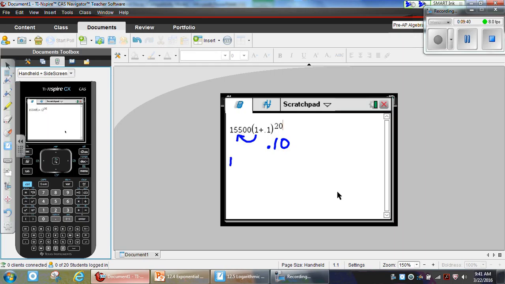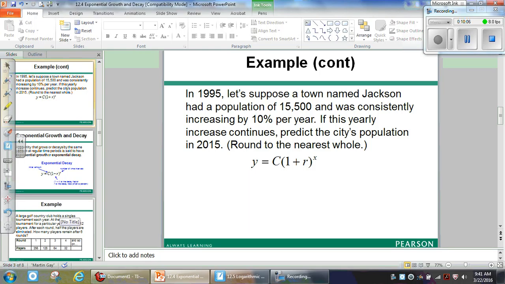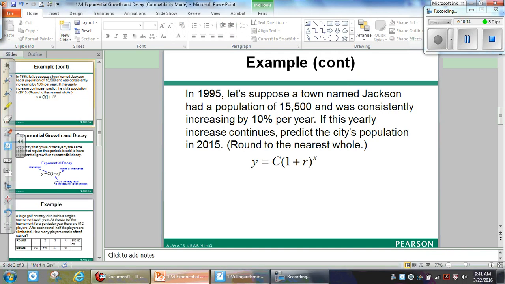You could also enter it this way, 15,500 times 1.1 or 1.10, and then with the exponent 20. It will give you the same. Okay, so let's just check to make sure. There we go. So after 20 years, the population was going to be, could someone help me?